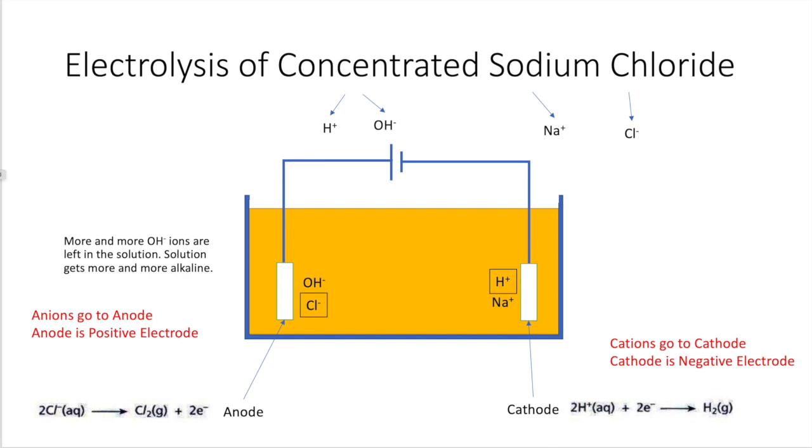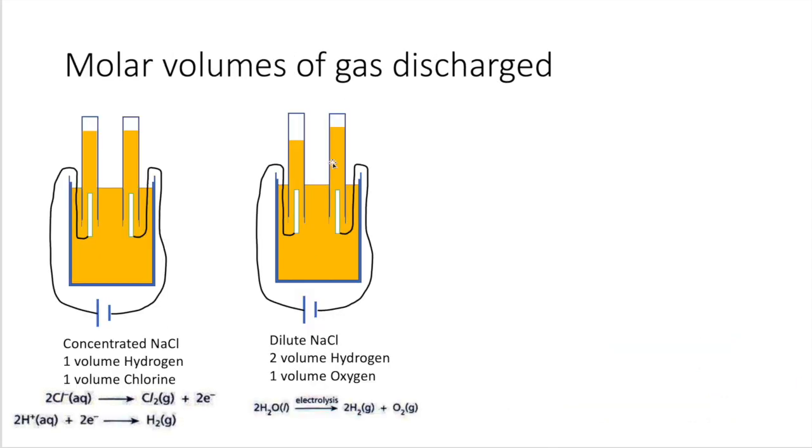And always understand that, like in the gases chapter, when calculating gases, the resultant products, if they are gases, will be produced in proportion to their molar volumes. So in the earlier example, if we electrolyze concentrated sodium chloride solution, we will get 1 volume of hydrogen and 1 volume of chlorine. If it's dilute, it should be 2 volumes of hydrogen and 1 volume of oxygen, because it's equivalent to electrolysis of water itself.